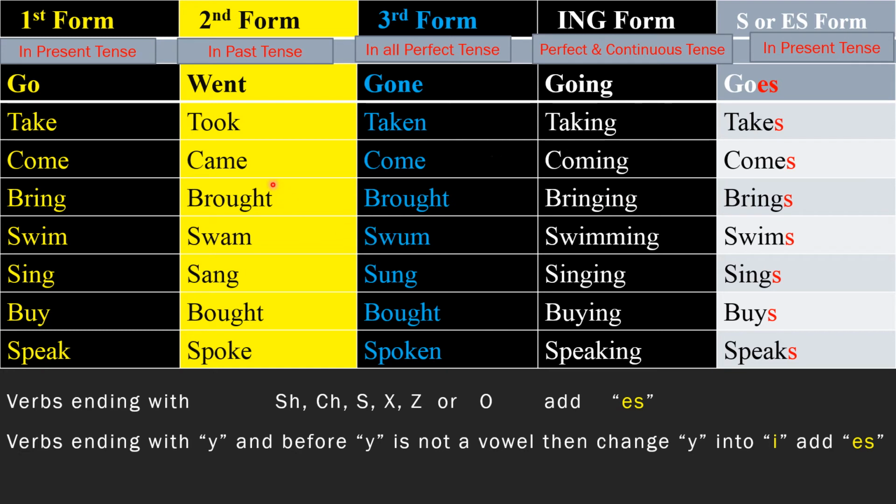And irregular verbs, their first, second and third forms are different. Regular verbs, they are carrying ed in their second and third form. They are ending with ed.